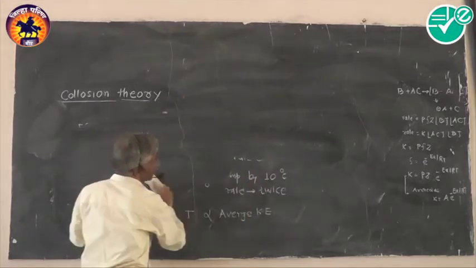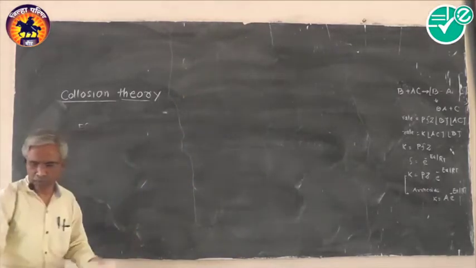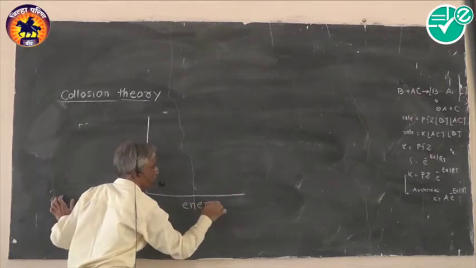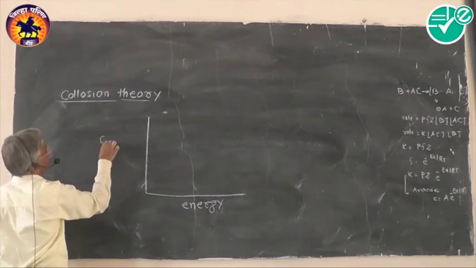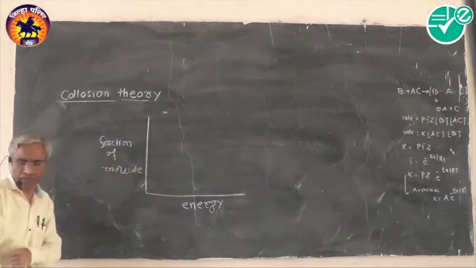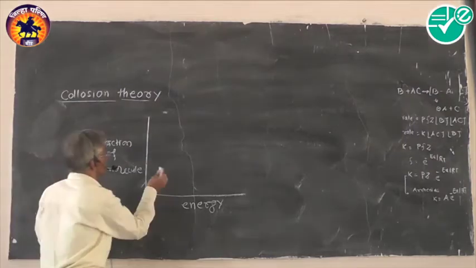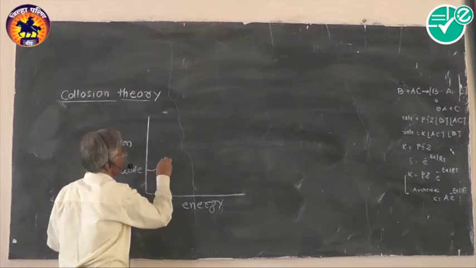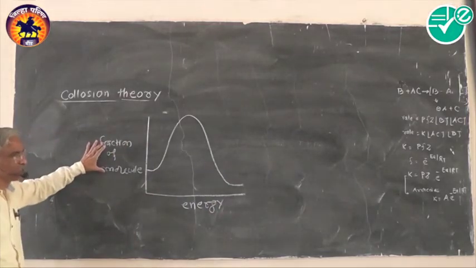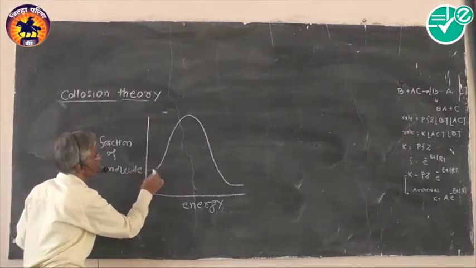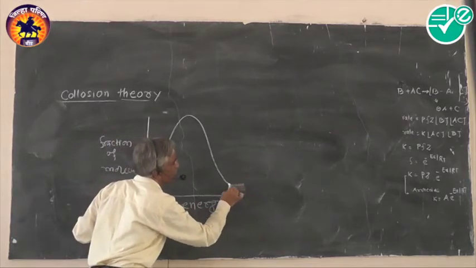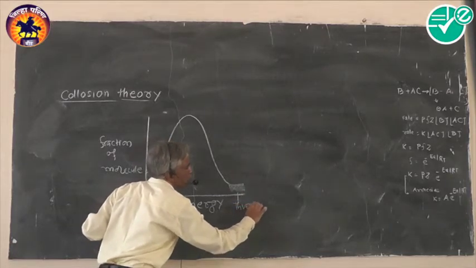In physics you have studied the Boltzmann distribution. So we can draw the Boltzmann distribution, with the energy of the colliding molecules on the x-axis and the fraction of molecules possessing that energy on the y-axis. It is found that molecules with very low energy are very few in number, and molecules with very high energy are also few, and this energy is called the threshold energy.